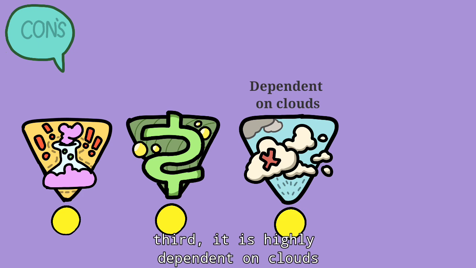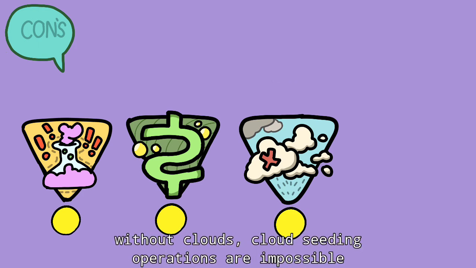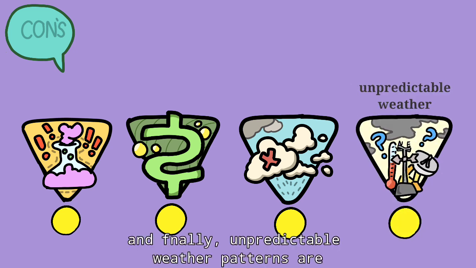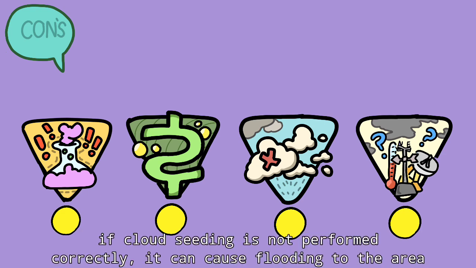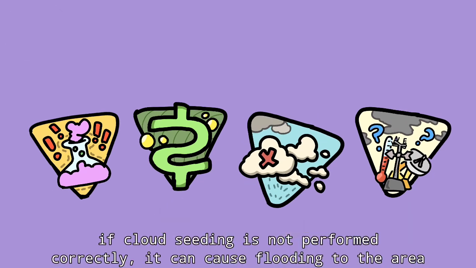Third, it is highly dependent on clouds. Without clouds, cloud seeding operations are impossible. And finally, unpredictable weather patterns are most likely to happen. If cloud seeding is not performed correctly, it can cause flooding to the area.